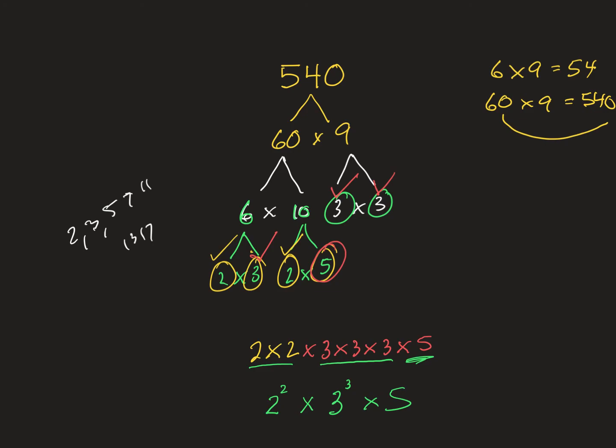Here's how you say it. 2 squared. Squared is to the second power right there. And then we have 3 cubed. Cubed. 3 to the third power. Get it? All right. Well, I hope this review of prime factorization of numbers helped a bunch.